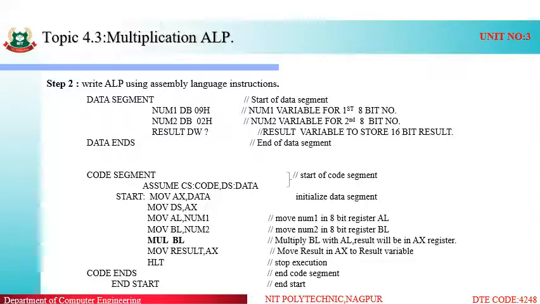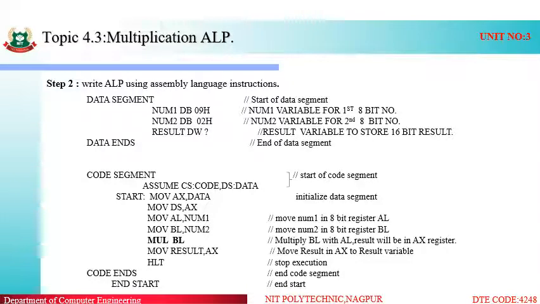Now the multiplication of two 8-bit numbers will give a result of 16-bit number. So in the next step we have used MOV result, AX, because AX is a 16-bit register. So AX, that is the result, will be moved into our variable, that is result. And HLT means halt, means stop the execution of the program. And then we have terminated our code segment with END start. So this is the simple program for performing multiplication of two unsigned numbers.